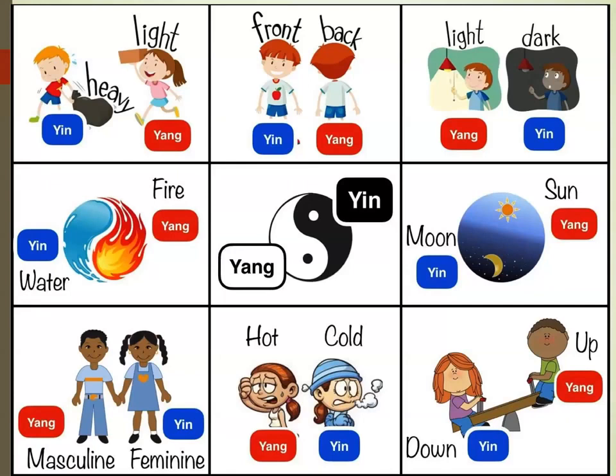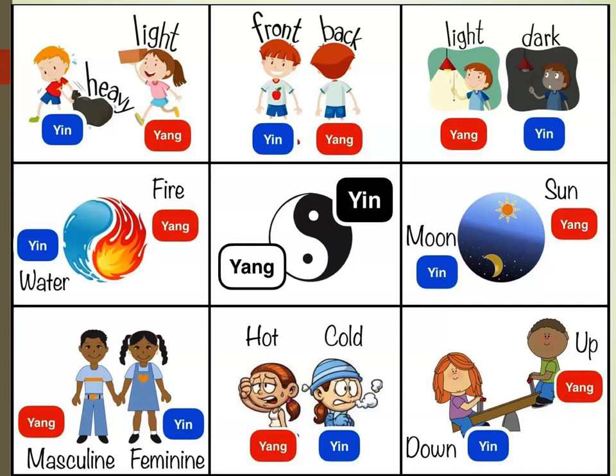So, we have more pictures with samples. Ang yin, an example is heavy, while yung yang is light. Ang yin naman sa next picture is the front, while yung yang is the back. Yung next picture naman, yung yang is light, yung ilaw, while ang yin is dark.